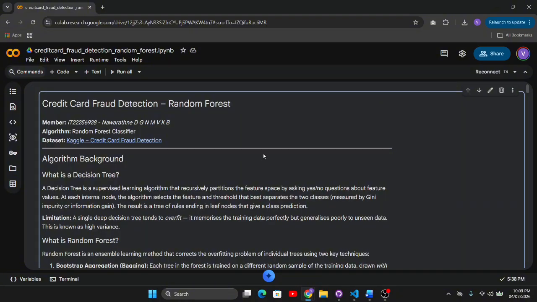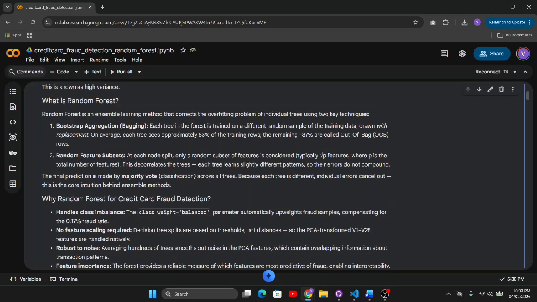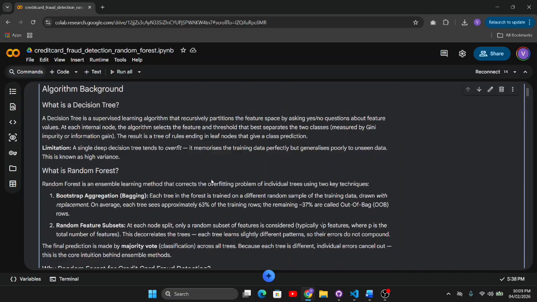Hi, I'm Navaratna. I implemented the random forest classifier for our credit card fraud detection project. Random forest builds hundreds of decision trees, each trained on a random sample of the data. At every split, only a random subset of features is considered. This decorrelates the trees. The final prediction is a majority vote across all the trees, so individual errors cancel out. I chose it because it naturally handles our 0.17% fraud imbalance using the class weight equal to balanced parameter. No manual resampling is needed at the model level.